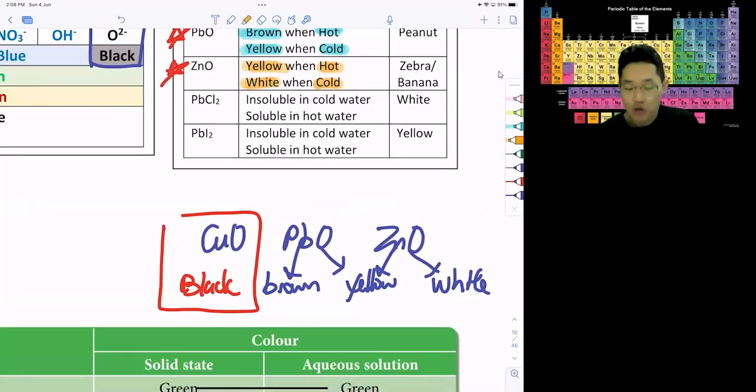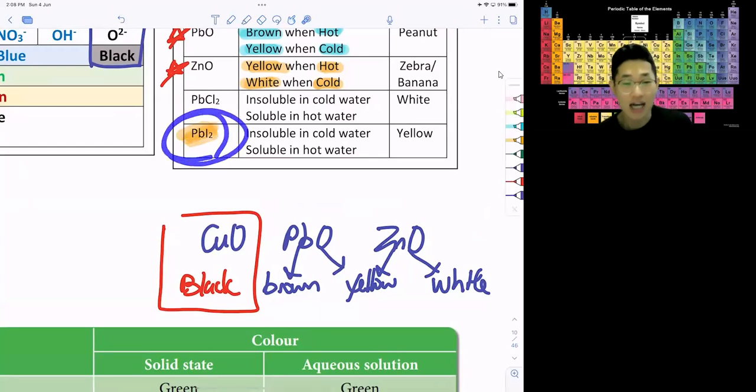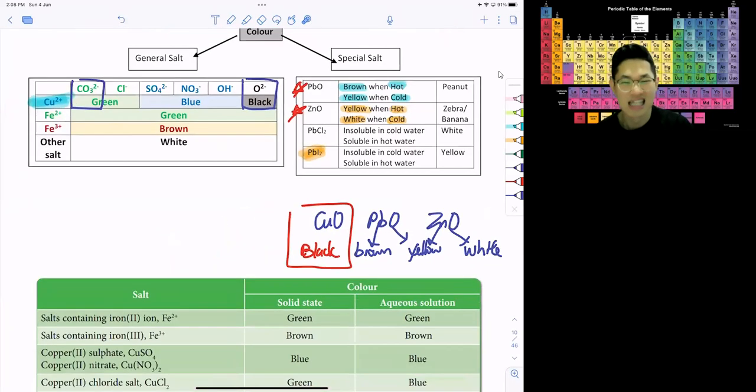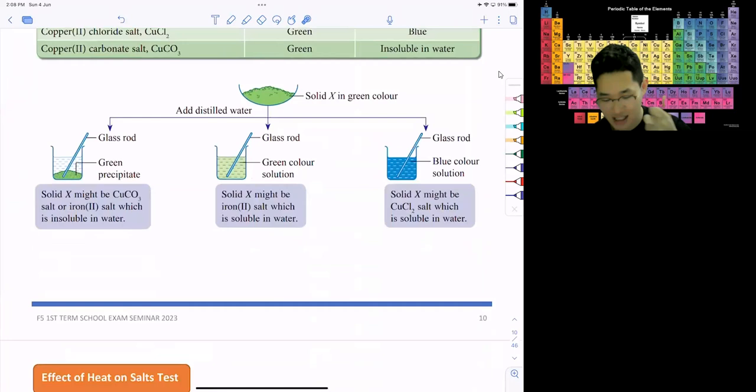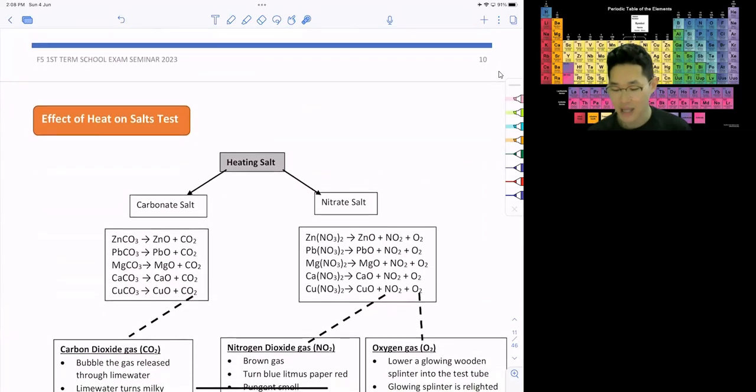For PbI2, PbI2 is yellow in color. That's all. Okay, next, the last part, page 11.